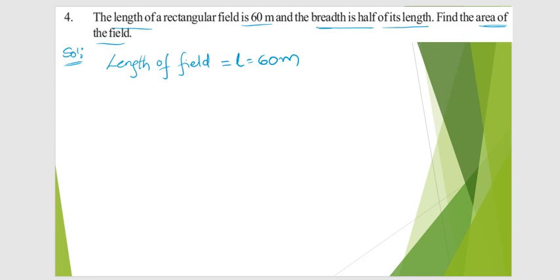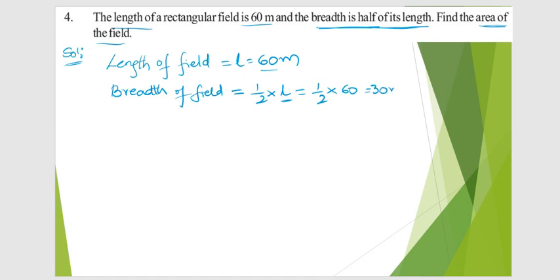Next, what is the statement that is given here? Breadth is half of the length. So breadth of field is equal to half of the length, so half into L. Already we know length is 60 meters, so half into 60 is nothing but 30 meters. So we have found the value of breadth also.